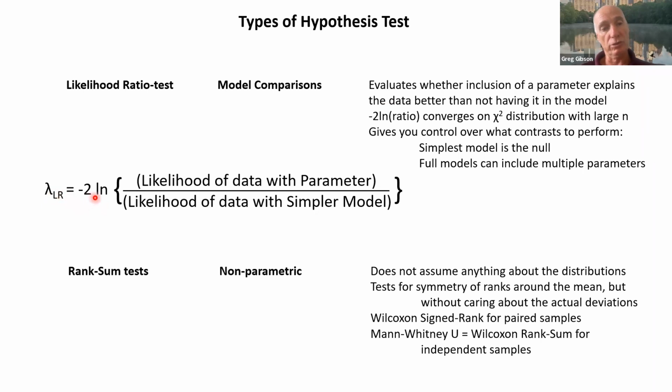And so you take -2 times the logarithm of the ratio of the likelihood of the data with the parameter, without. So what you have to do is just take your baseline model, which is the null hypothesis basically, and then compare that to a model where you fit a fixed effect of treatment or a fixed effect of age or an interaction effect. And so that's a very powerful framework.